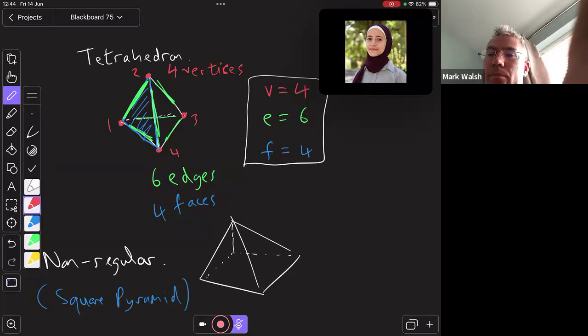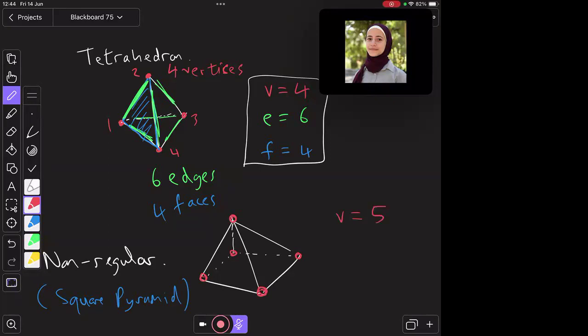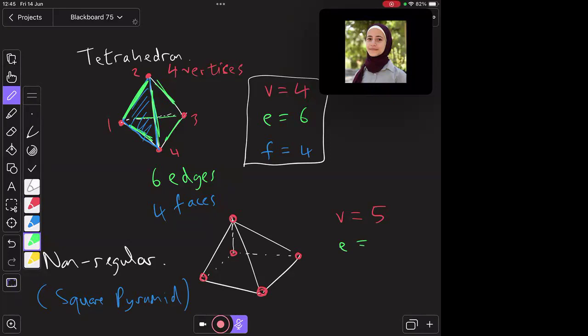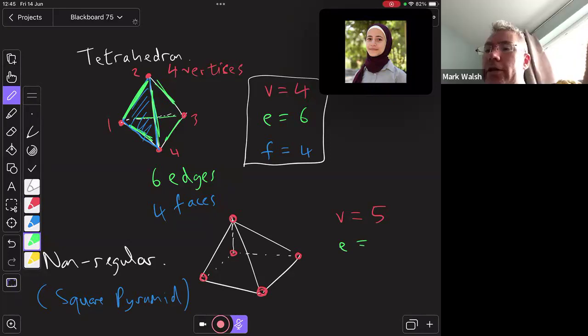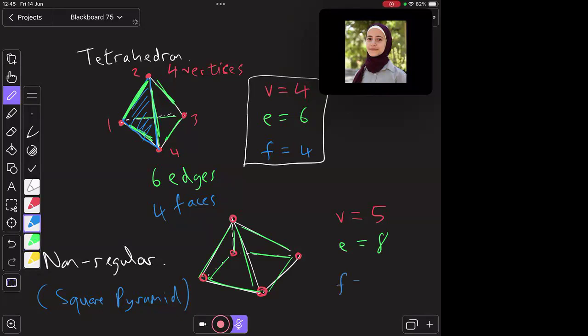So you have 1, 2, 3, 4, 5 vertices. Everyone agree with that? Yes. How many edges do I have now? 8. Yeah, exactly. 1, 2, 3, 4, 5, 6, 7. I'm missing one. 8. And finally, how many faces do I have? 5.